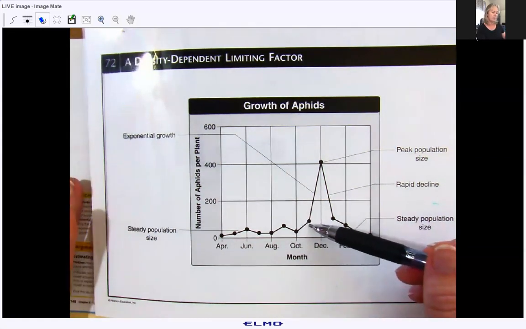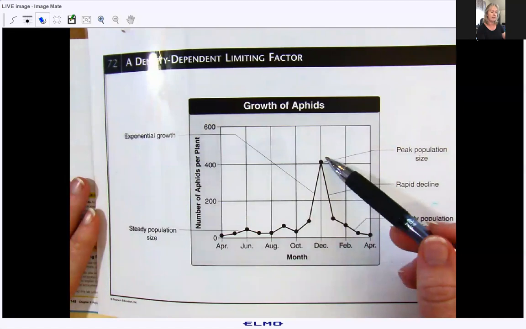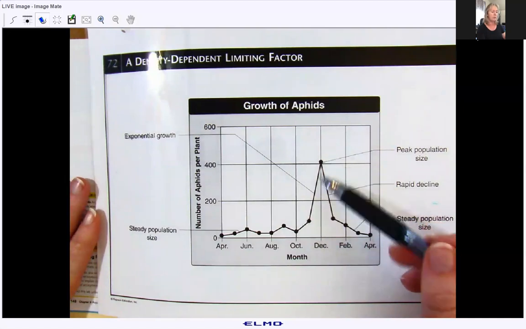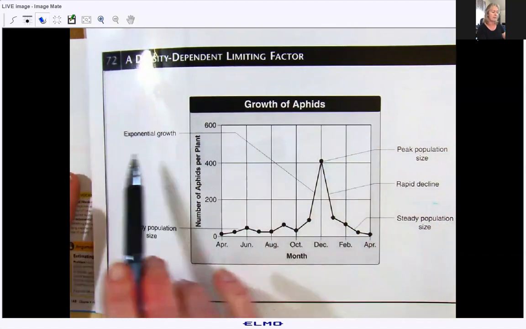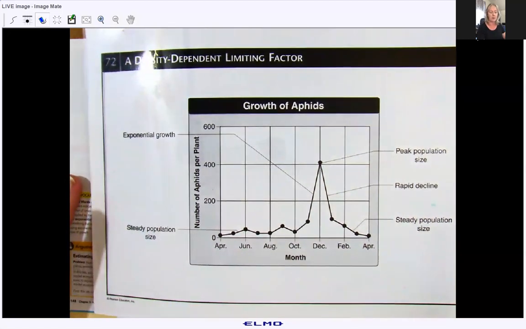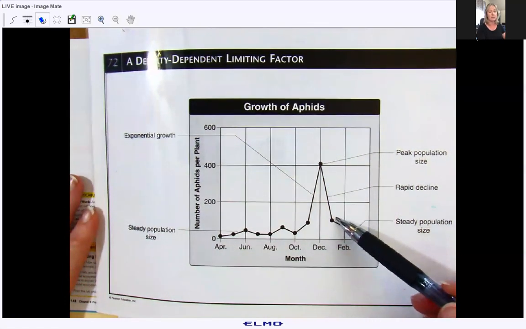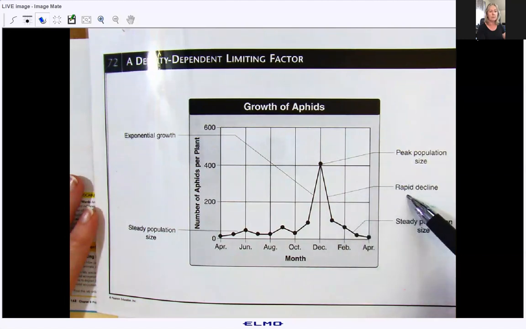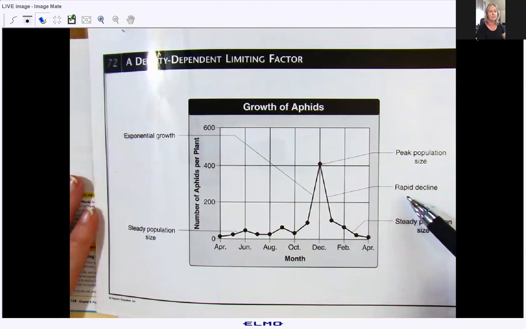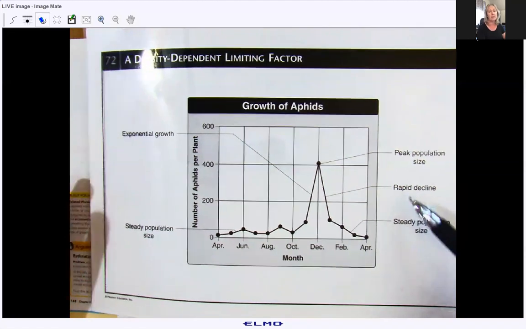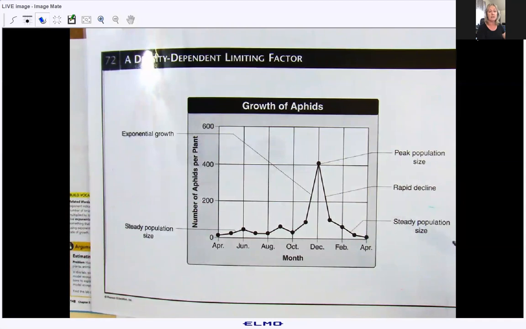But then around November, you've got this rapid increase in the population. Whenever you see a line like this, it's called exponential growth. So it's a very rapid growth of the population. And then here we see the opposite happening. Population drastically decreases within a short period of time. This rapid decline could be due to several things. It could be due to lack of food, you could have run out of space, disease, or a natural disaster, like if you had a forest fire.